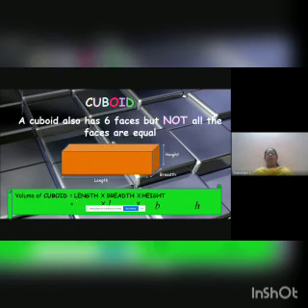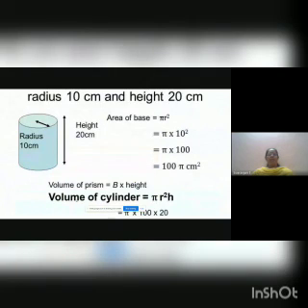Coming to the cuboid, you all know that you have 6 faces for the cuboid, but not all faces are equal. So it has length, breadth, and height. So what is the volume of the cuboid? It is length into breadth into height. Now coming to your cylinder, how will you find it? What is the area of the base? It is pi r square, and it has some height. So pi r square h is the volume of the cylinder.